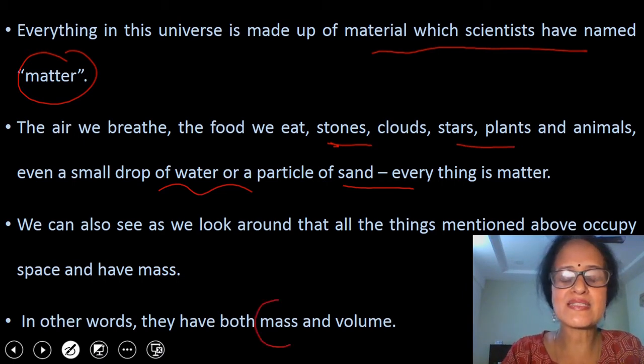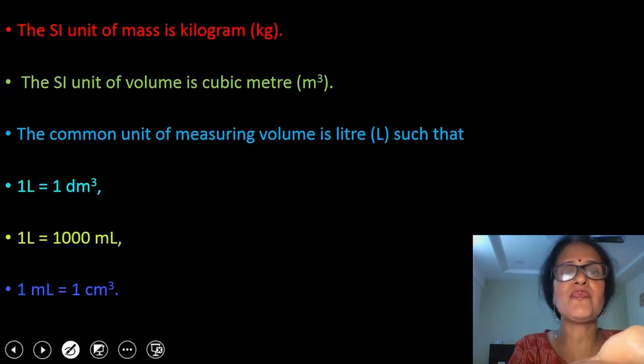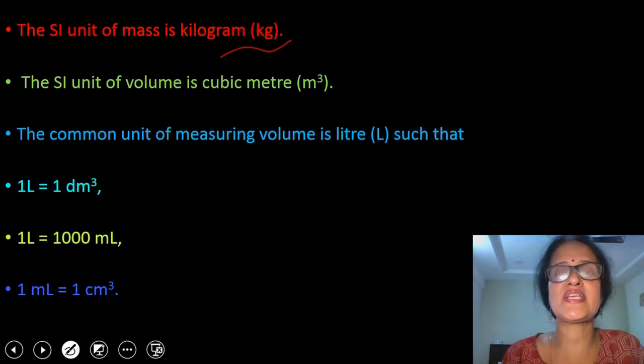So now we will discuss about the units of mass and volume. The SI unit of mass is kilogram. It is abbreviated as kg. And the SI unit of volume is cubic meter. It is abbreviated as meter cube.